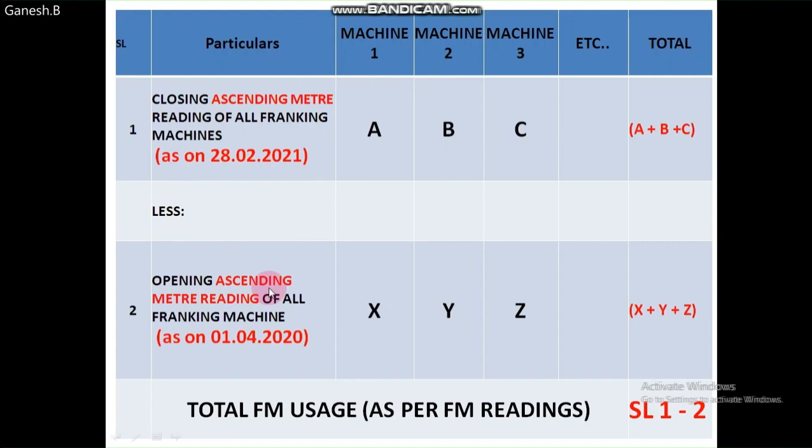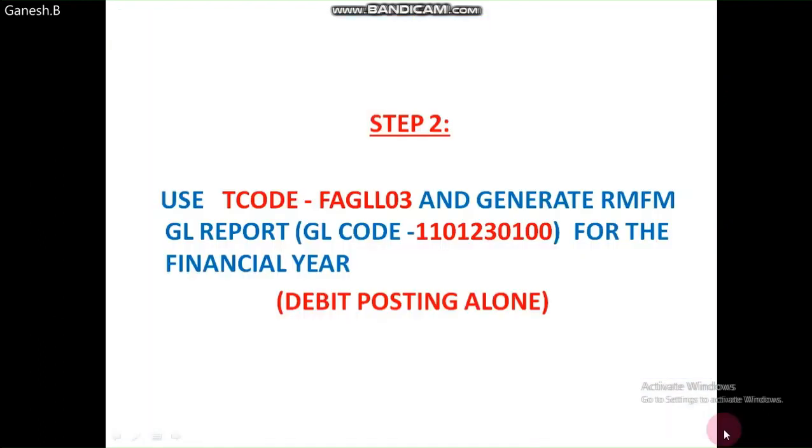This is nothing but the difference between the closing ascending meter reading and the opening ascending meter reading as on 1/4/2020, X plus Y plus Z. This is the total of the opening ascending meter reading as on 1/4/2020. We are going to find the difference, and the difference between these two is the actual revenue generated by using RMFM. This is step 1.